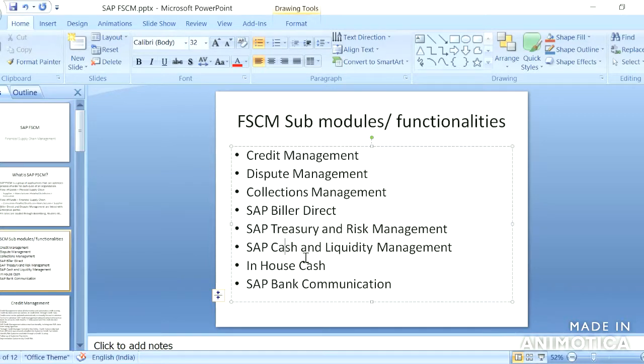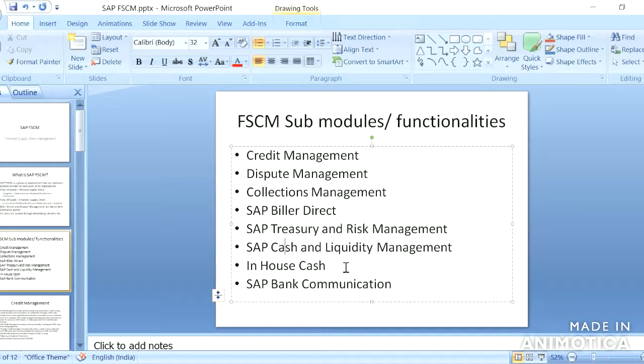I heard that we can do separate certifications for SAP treasury and risk management, in-house cash, SAP bank communication management. I was not sure about the other things, but there are different certifications for FSCM. For FSCM itself, there is no single certification. There are multiple certifications for different modules.